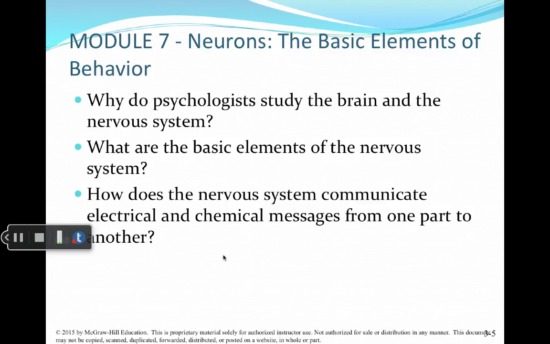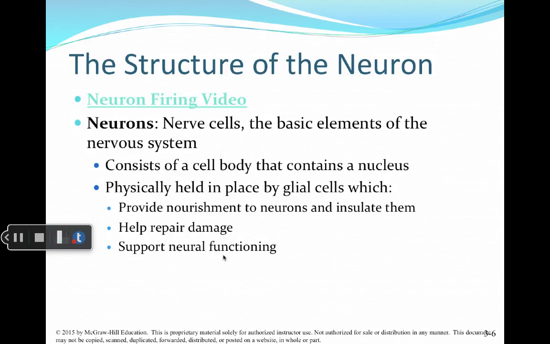So in Module 7, we're going to answer 3 questions, or our learning objectives are: why do psychologists study the brain and the nervous system? What are the basic elements of the nervous system? And how do the nervous systems communicate messages from one part to another?